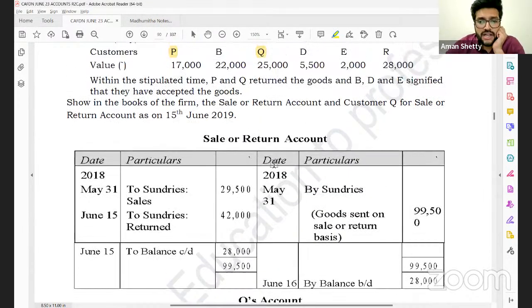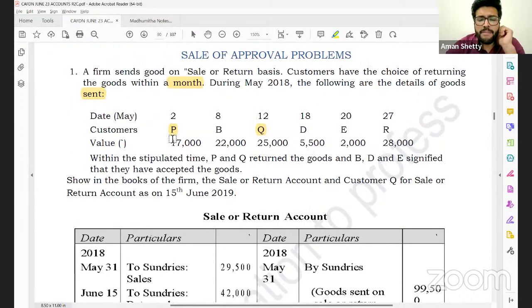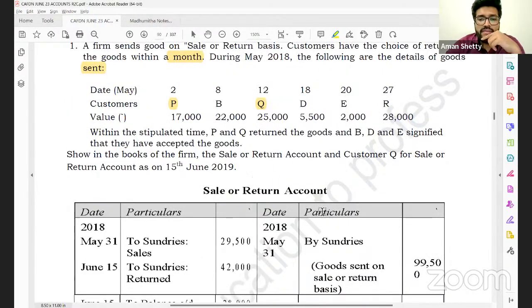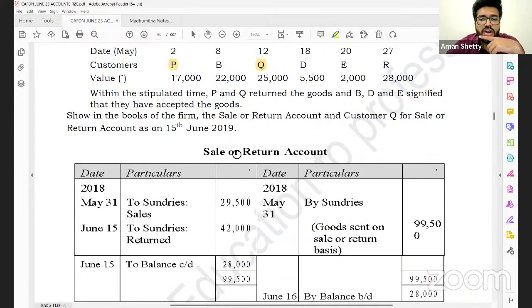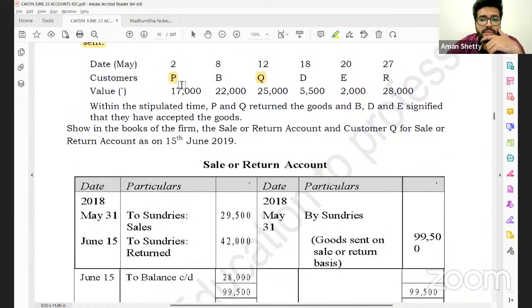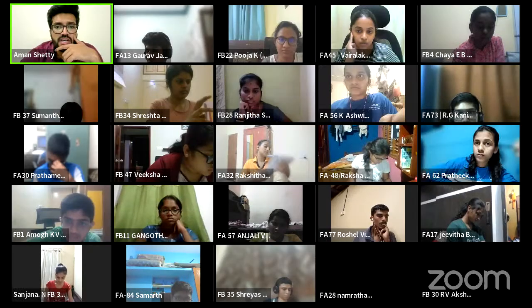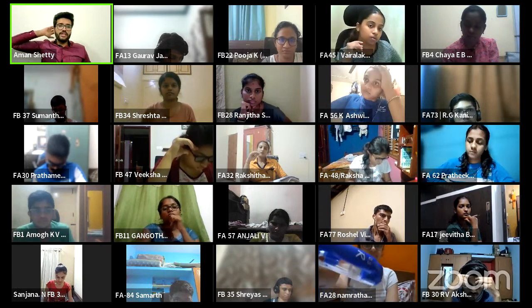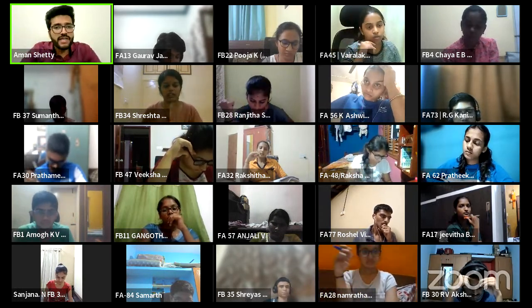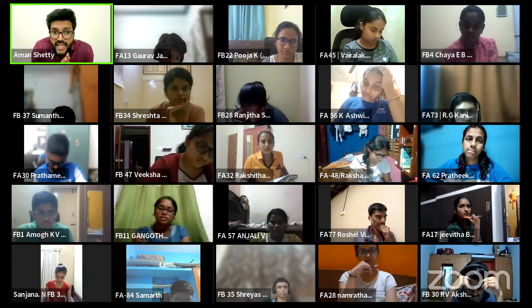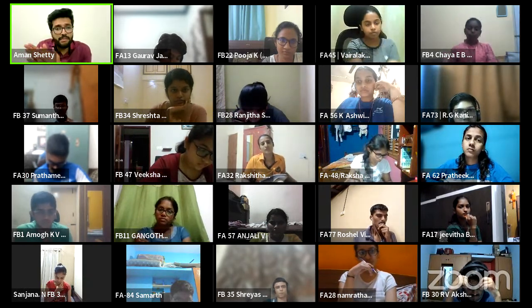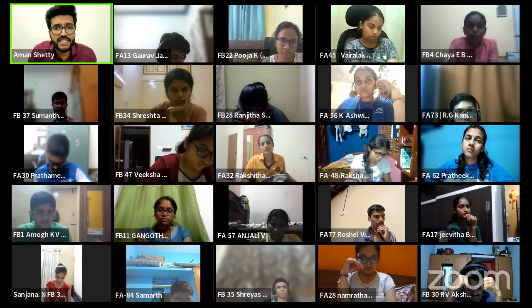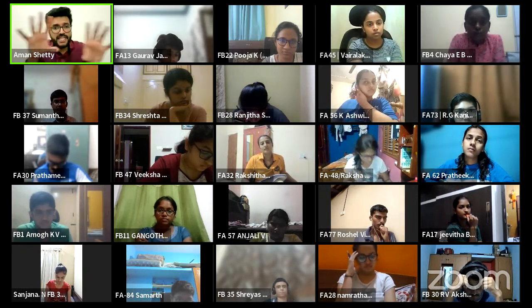Now look at this. Say P. Whenever goods are sent, what is the entry I need to pass? Here, sale or return account will be credited and customer P has to be debited. When goods are sent to P, P account has to be debited and sale or return account has to be credited. Is this understood, everybody? It is not a sale. It is not yet a sale. Only when it is approved, it is considered as sale and normal sale entry will be passed at that time. It is only for the purpose of maintaining the day book.